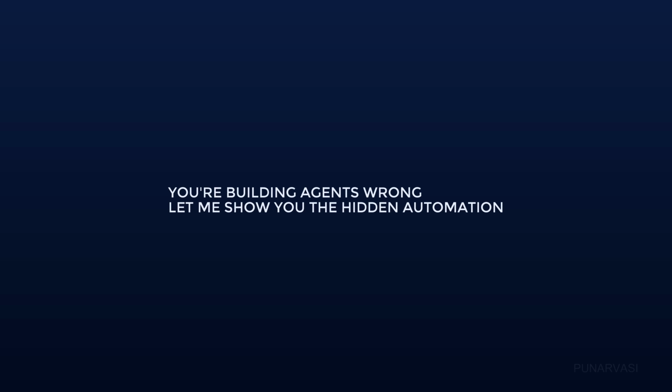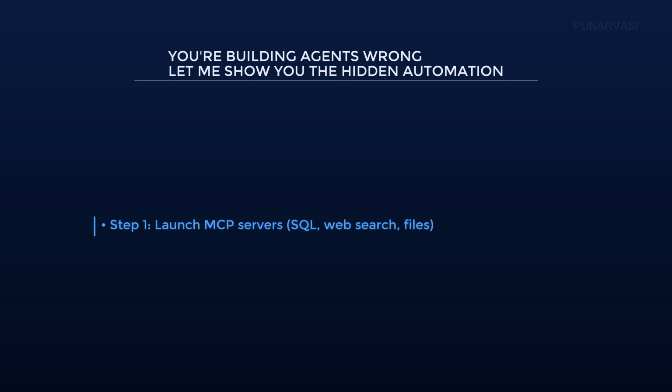You are building agents wrong. Let me show you the hidden automation. But this is where it gets fascinating. We are not hard-coding a single tool. We are launching independent model context protocol servers, each exposing capabilities as dynamic endpoints. This means your main orchestrator agent does not need to know every function upfront, it discovers them at runtime. The system's intelligence scales with every new server you spin up.